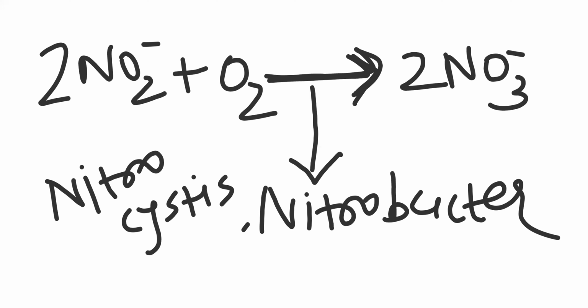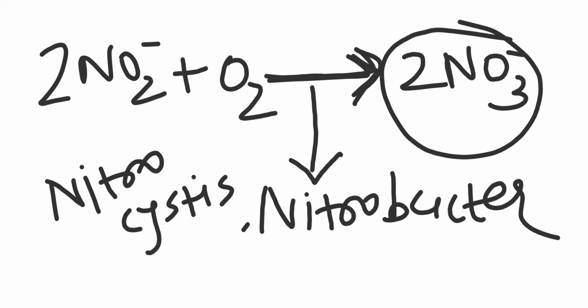Nitrobacter, nitrocystis. Okay, so in this way, the nitrates are formed in the soil. And these nitrates are taken up by the plant and enter into the living world.